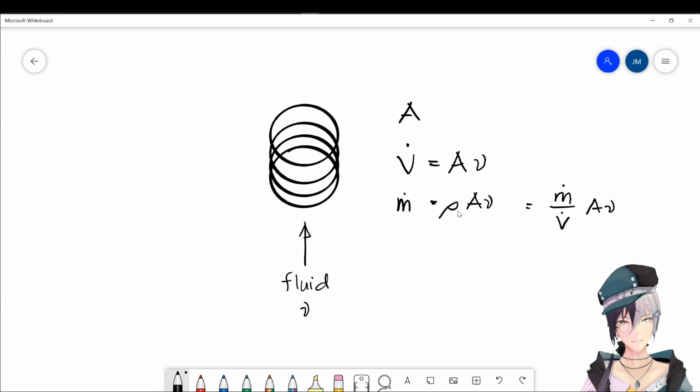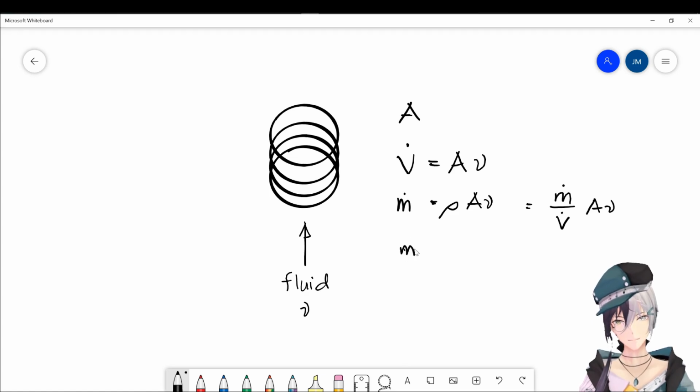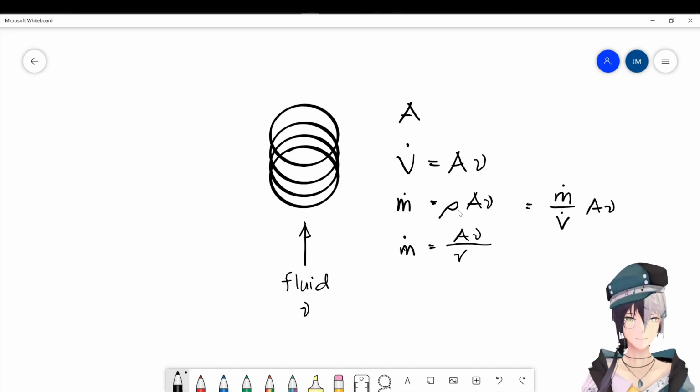Going back to this equation, this expression can be written like this. You have mass flow rate, and then instead of density, we use specific volume. So this one becomes area multiplied by velocity over specific volume. Specific volume is the inverse of density, so volume per unit mass.